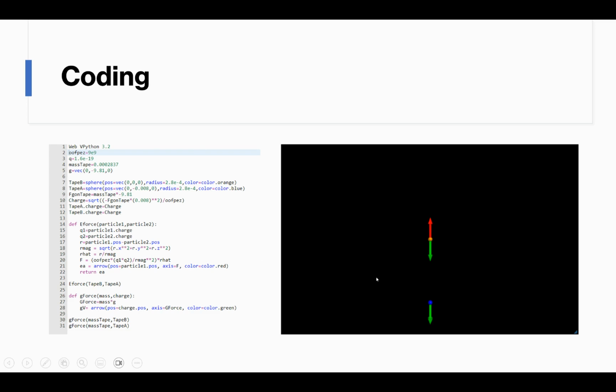For the coding, we created this little model over here, which shows that the electric field force on tape B equaled the gravitational force on it. We got that by defining the E-force equation over here and the gravitational force over here. We took both tape A and tape B and condensed them into points. That's tape B and A here. And these are the main values that we used in the calculations.